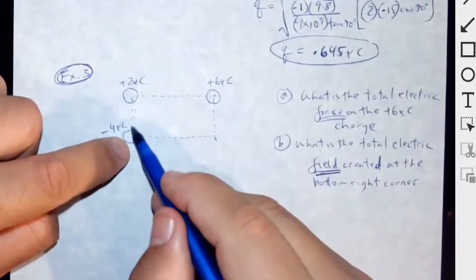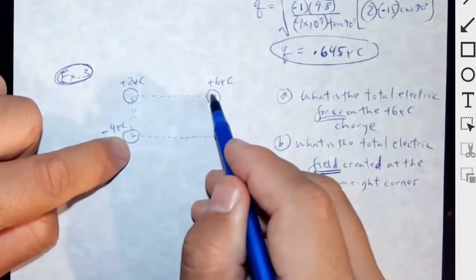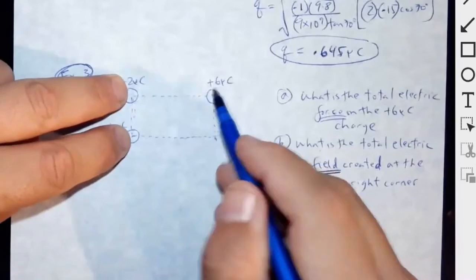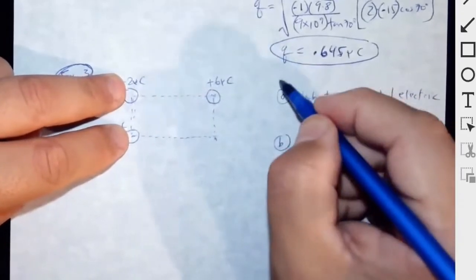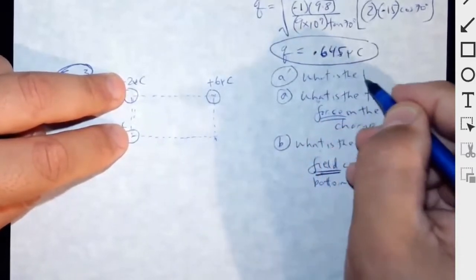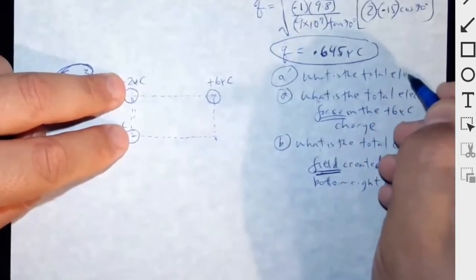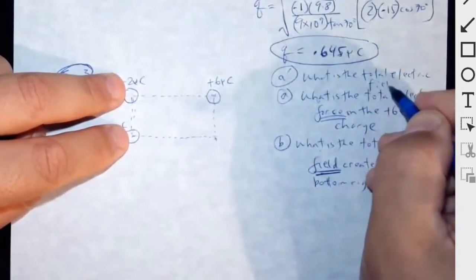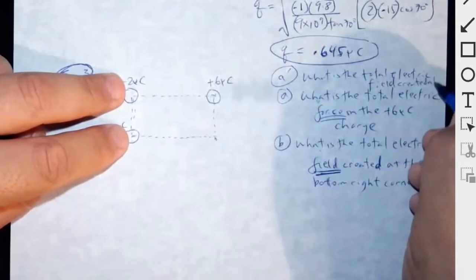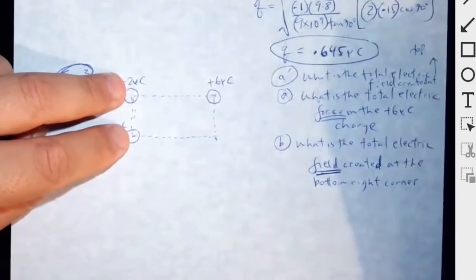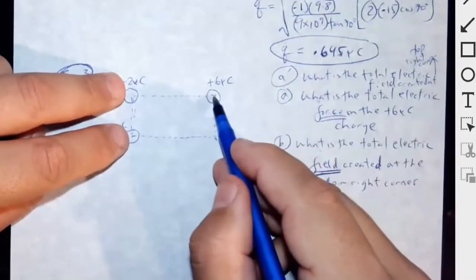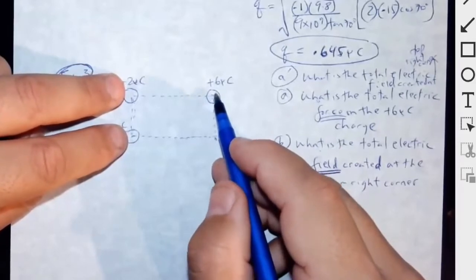Now, can I ask this question? Can I say what is the total electrical field at this corner created by these 2? Let's say, even before asking this, let's call it A prime. Can I say, what is the total electric field created at the top right corner? Can I say, what's the total electrical field created here? The answer is yes, you can.